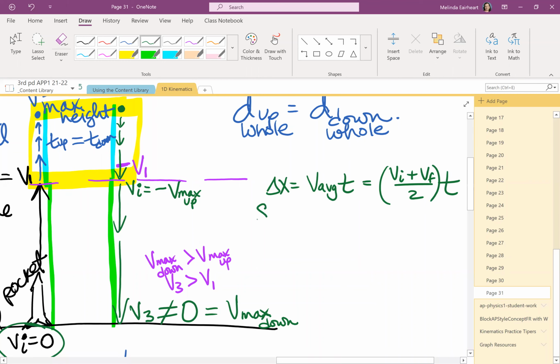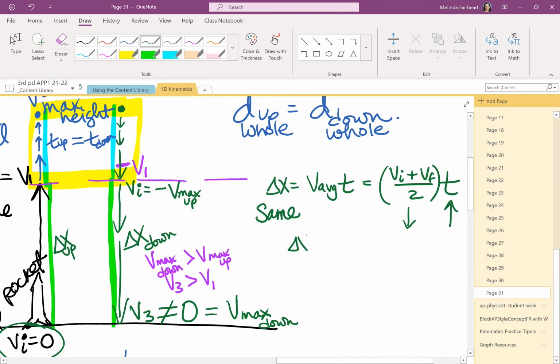And so we know delta x is the same. So delta x, we're just looking at the down and up pieces, not the top. But here we know that that distance is the same. But let's see, who has more time? Well, it would be the one with the smaller average velocity, right? So more time would be the smaller average velocity.